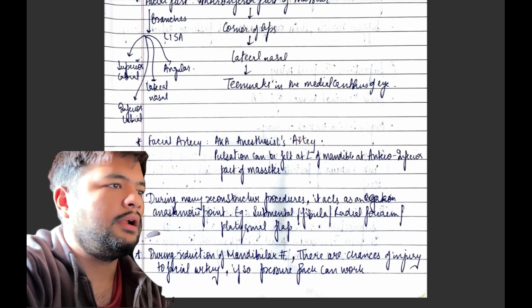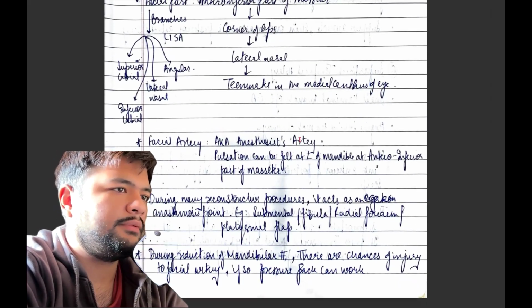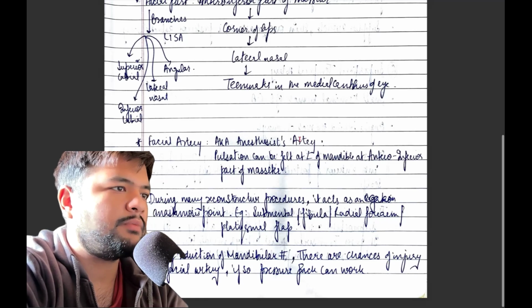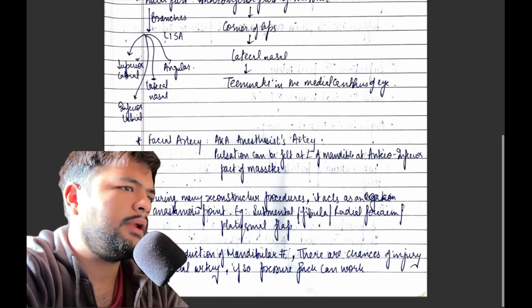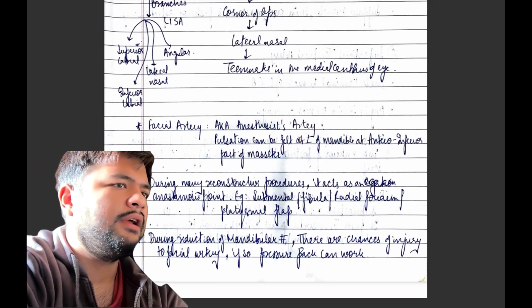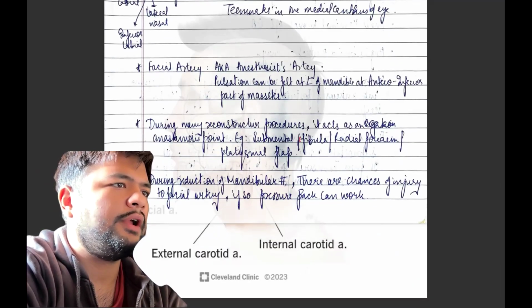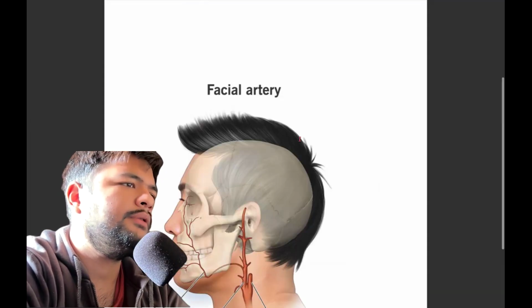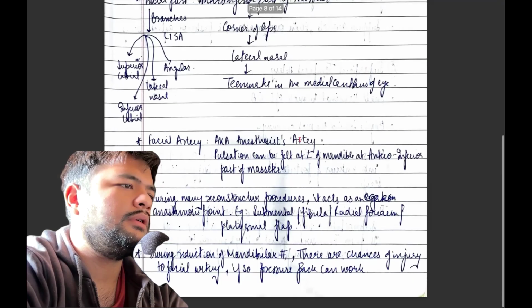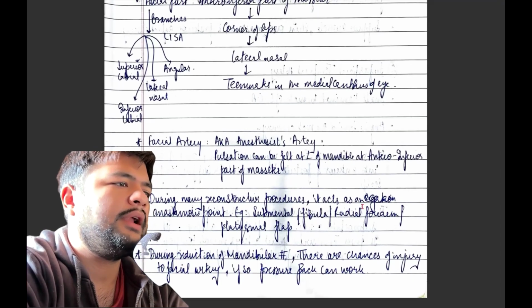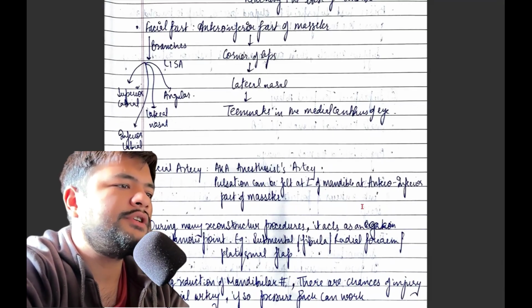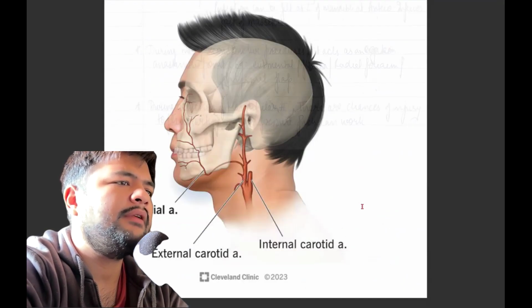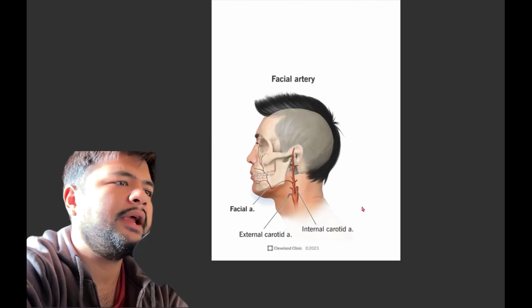Then during many reconstructive procedures, it acts as an anastomosis point. For example, in the fibula, radial forearm, and platysmal flap, we will be using the facial artery as an anastomosis point. During the reduction of mandibular fractures, there are chances of injury to the facial artery, so the pressure pack can work, but if not, it needs to be ligated.